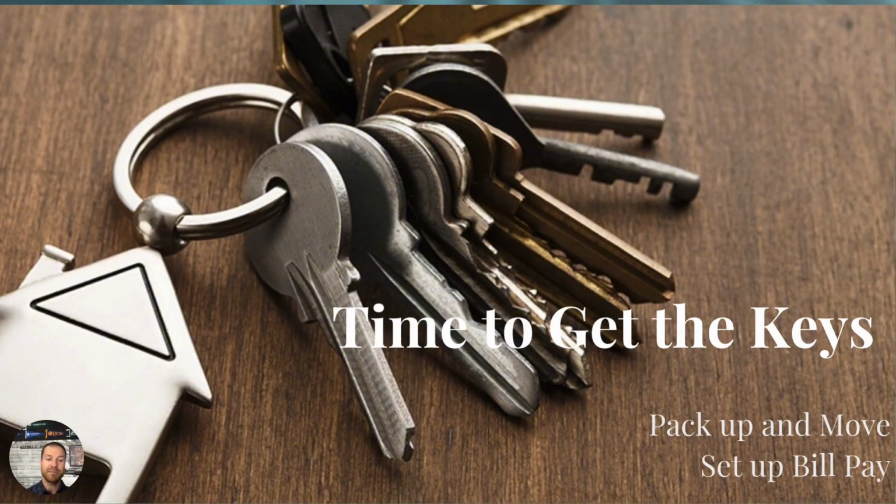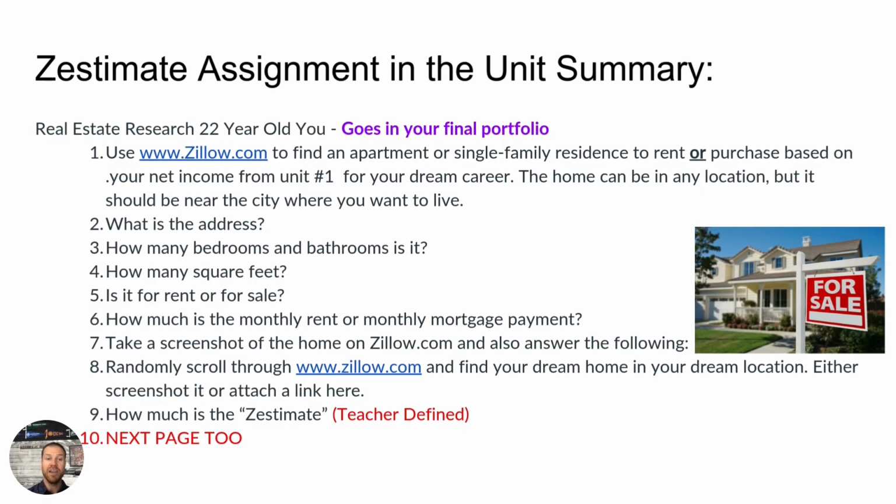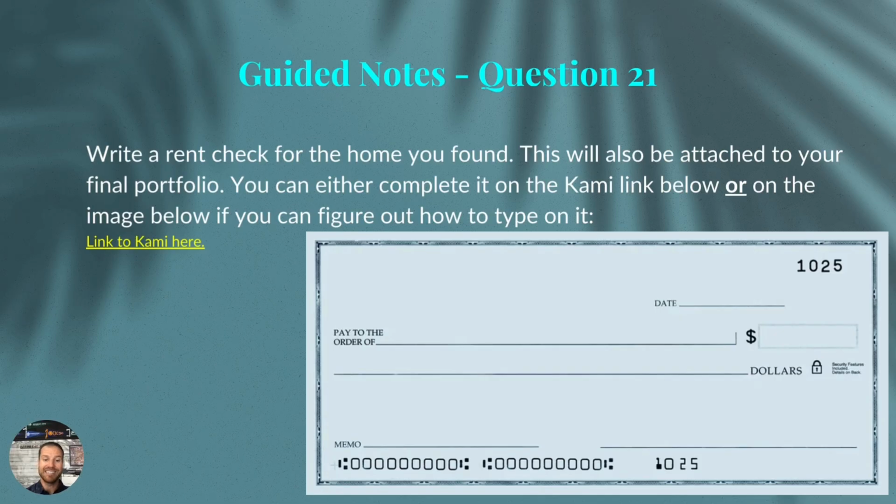And then we move into the assignment beyond the guided notes that students do in the guided note packet that I gave them earlier. I have them identify a property for 22-year-old them using Zillow.com. They figure out the address, how many bedrooms and baths it has, square feet, whether it is for rent or for sale, and how much the monthly rent or monthly mortgage payment is. They take a screenshot of the home, and then they also identify a dream home and see what the Zestimate is. At the end of it all, they write a rent check for the home that they found, and that rent check, or mortgage payment, PITI, is what they will use for the final document that is to be submitted at the end of the semester.